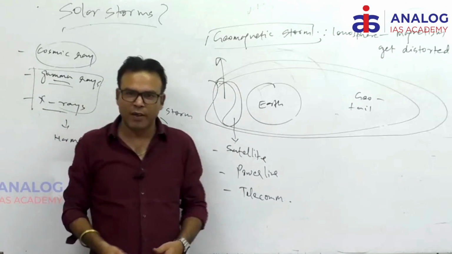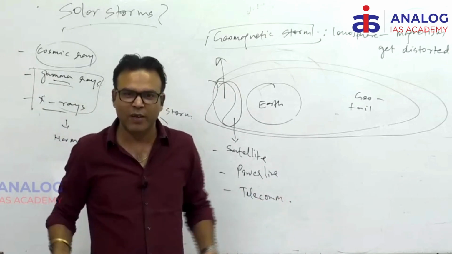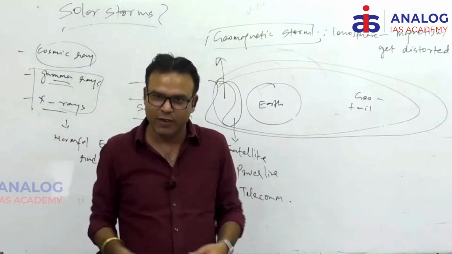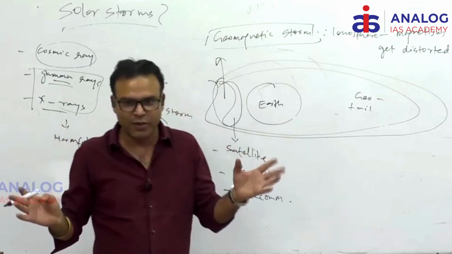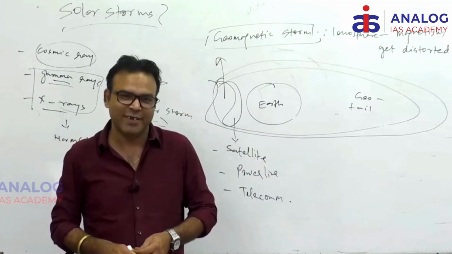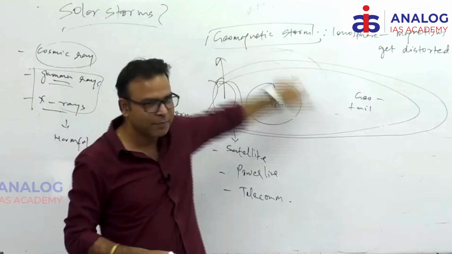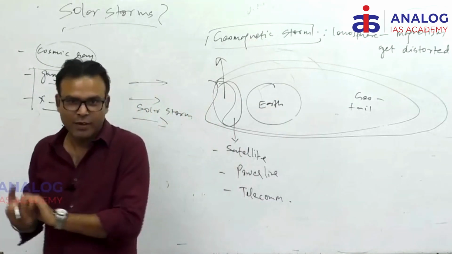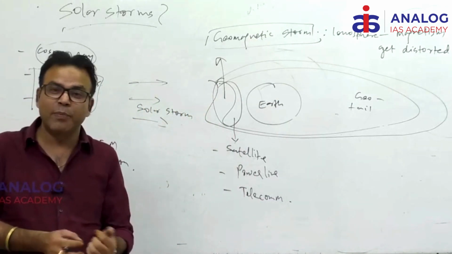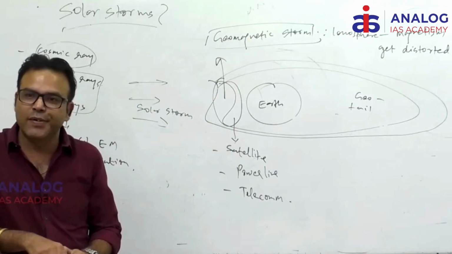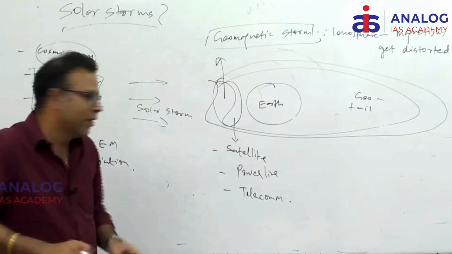Telecommunication: internet is working, television is working, mobile is working properly, all telecommunication networks, suddenly get disrupted. Who disturbed this? Answer is what? Geomagnetic storms.